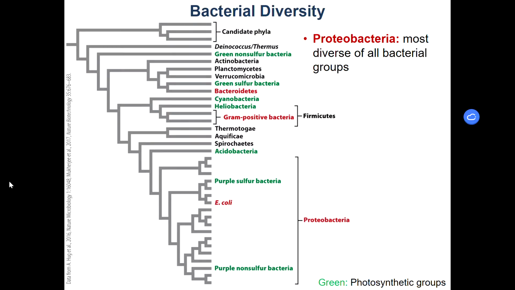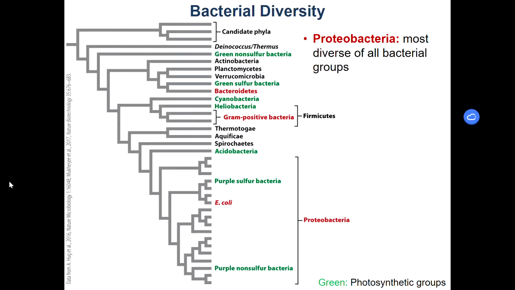So now we're going to talk about the diversity of bacteria and the diversity of archaea for the rest of class. So bacteria diversity is great. There's a lot of diversity in bacteria. They do a lot of different things in the environment. Proteobacteria, which is this whole clade here, is the most diverse of all the groups of bacteria. So the majority of bacteria, most species, is found in proteobacteria.